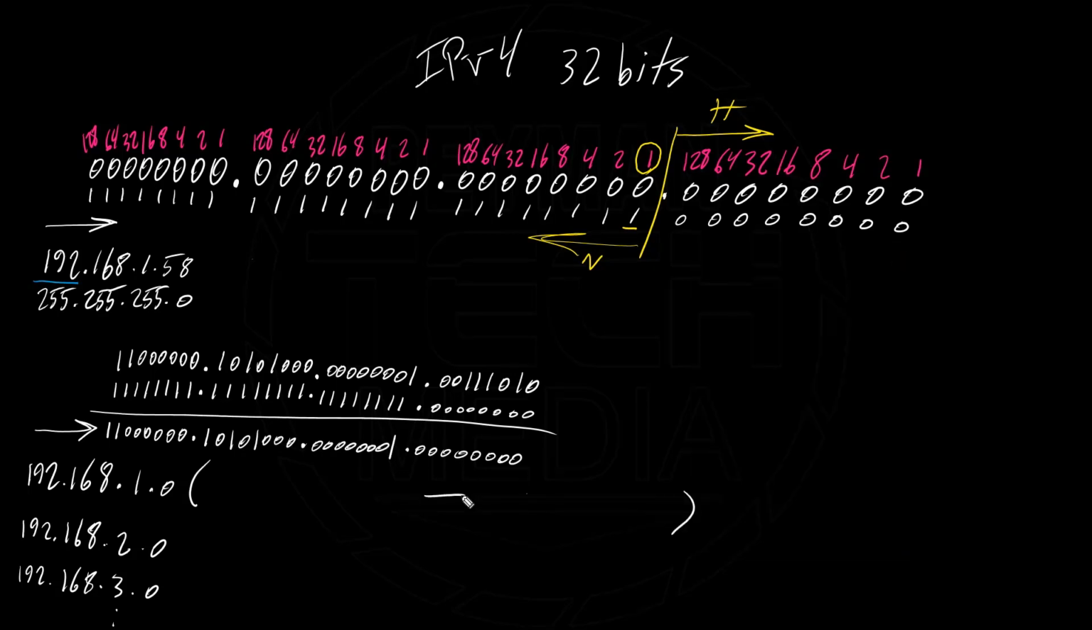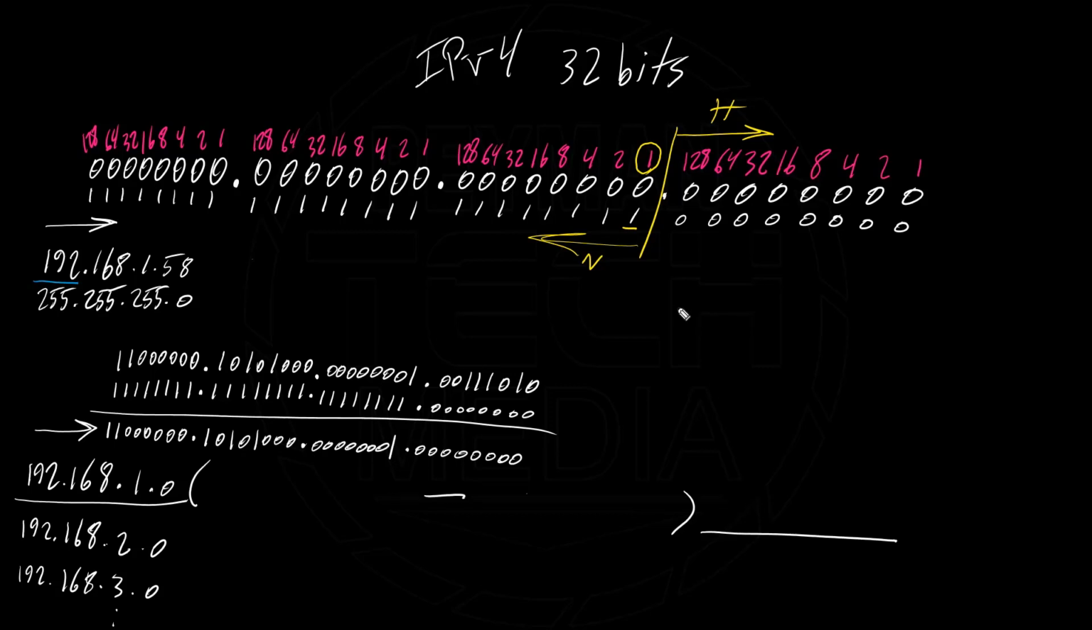If we want to go over the range, this is our network address, and we have the broadcast address. The broadcast address is the last IP address, basically one before the next network, which in this case is 192.168.2.0. Before I show you how to write down the broadcast address, let me quickly explain something.